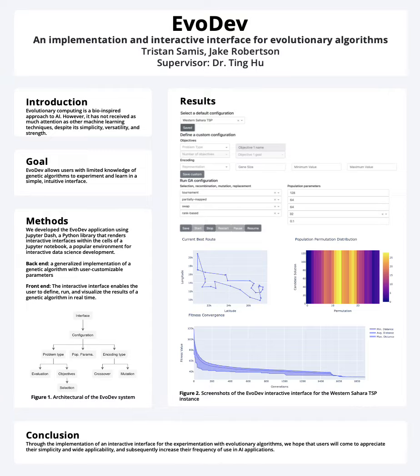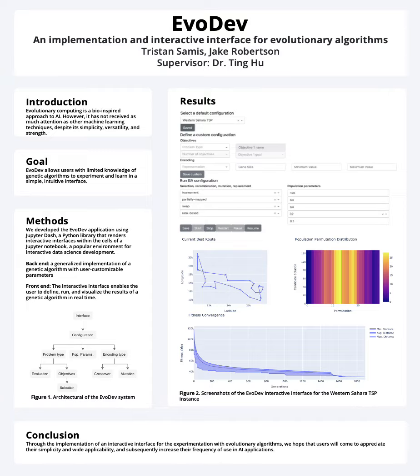To help the user get started with our application, we implemented 4 predefined problem instances and configurations: the Western Sahara TSP, the knapsack problem, a 10 by 10 Sudoku board, and the 64 queens problem. In Figure 2, you can see an example workflow of the application using the Western Sahara traveling salesman problem. The general traveling salesman problem is thus: given a list of cities and the distances between each pair, find the shortest possible route that visits each city and returns to the original one.